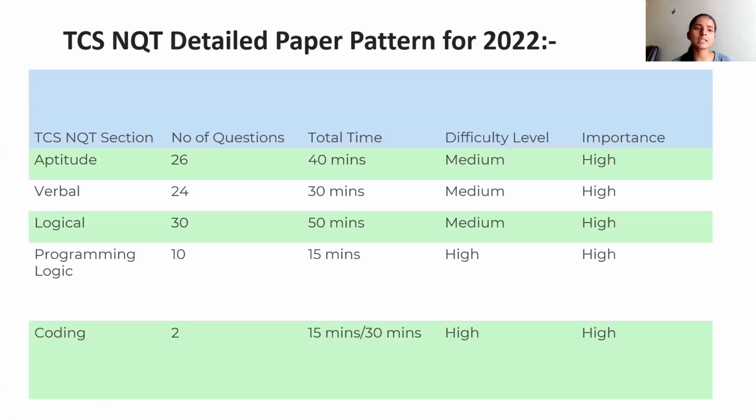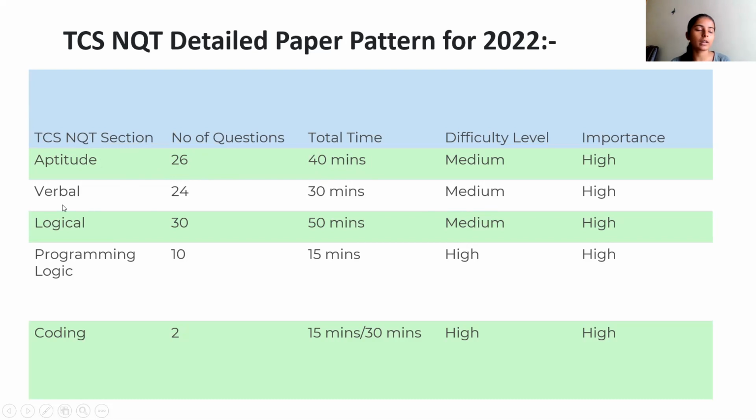Okay, so this is the TCS NQT detailed paper pattern for 2022. So let's take a look at this also. This is the TCS NQT section, and these are the sections, that is aptitude, verbal, logical, programming logic, and coding. As I said, there will be 26 questions in the aptitude section and you will get 40 minutes. Okay, so the time is 40 minutes for the aptitude section, and the difficulty level will be medium.